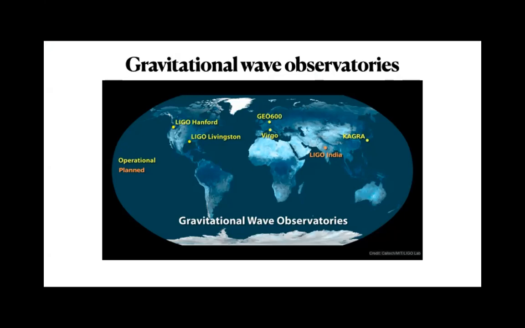Here I'm showing the different observatories that are operational right now all over the world. LIGO has two observatories located at Hanford and Livingston. The third observatory is going to be in India, which is called LIGO India. And then there is Virgo and KAGRA, which are also part of this collaboration. So it's the LIGO-Virgo-KAGRA collaboration now, LVK. And then GEO-600 is a much smaller detector, so it's not really officially part of the collaboration.